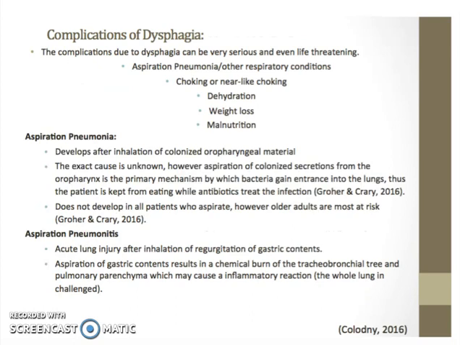The complications that occur due to dysphagia can be very serious and even life-threatening. They include aspiration pneumonia, choking or near-choking, dehydration, weight loss, and malnutrition. Aspiration pneumonia develops after inhalation of colonized oropharyngeal material. Listed below is aspiration pneumonitis, which is an acute lung injury after inhalation of regurgitated gastric contents. These can occur if a person is suffering from dysphagia.